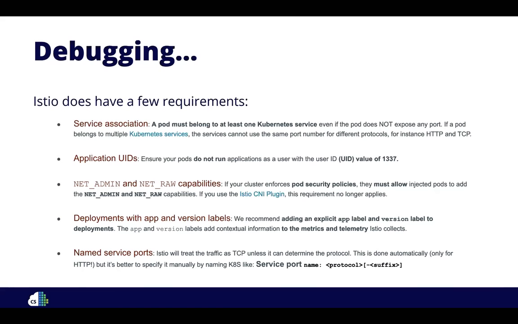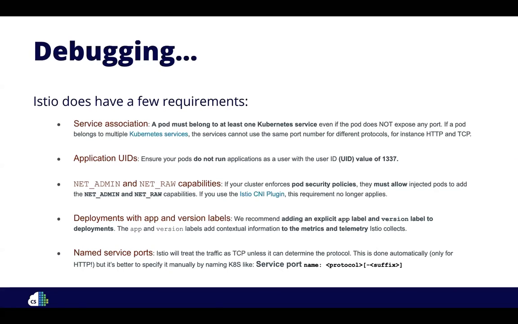Another thing, a lot of clusters have pod security policies. If your cluster does, then you need to make sure that NET_ADMIN and NET_RAW capabilities are allowed for Istio. Yeah, if you are using Istio without the CNI plugin, because I didn't talk about that, but there are 2 ways of installing Istio. One of them is installing Istio as a CNI plugin. If you do that, which is recommended, by the way, then you don't need to do that.